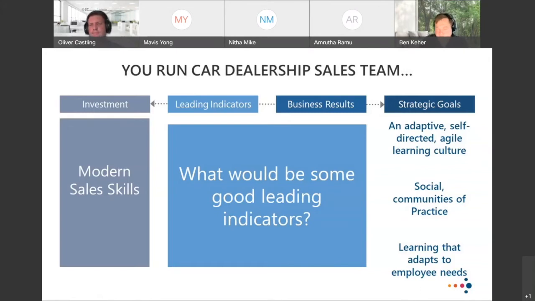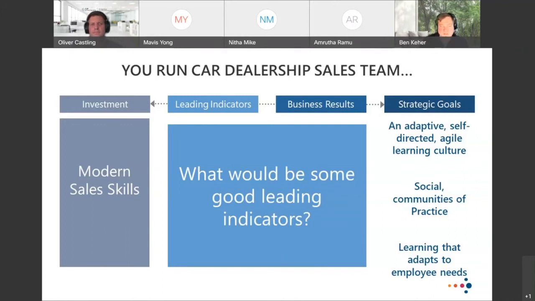In this car dealership, they've decided it's critical that they have communities of practice. So the best salespeople sharing their learning with others, right? The best after-sales people sharing their learning with others. And also we want to have our strategic goals include learning that adapts to employee needs, where it's very personalized, where I am in my career, where I am in the business. So let's say these are my strategic goals.